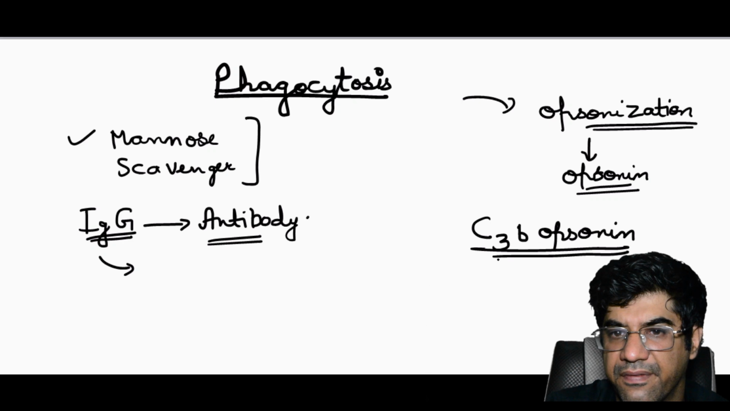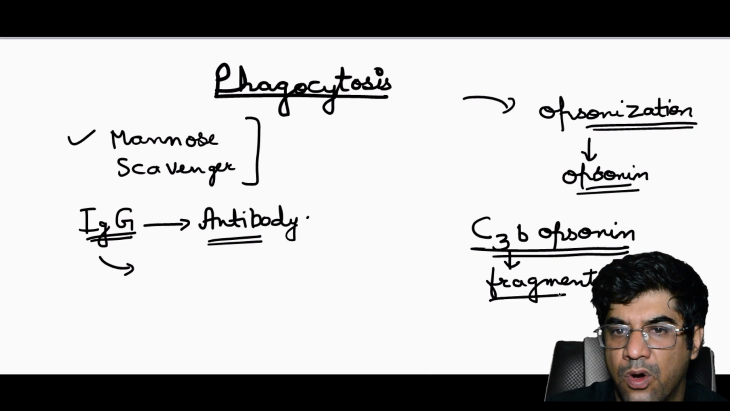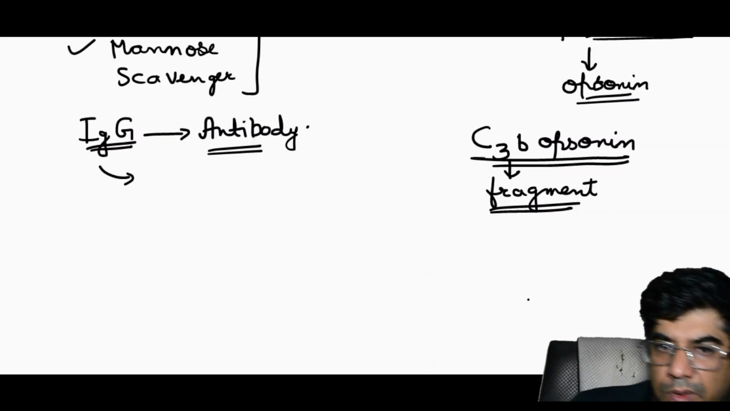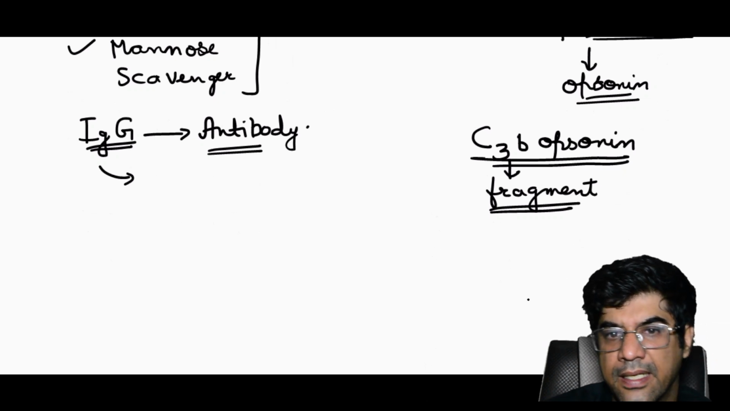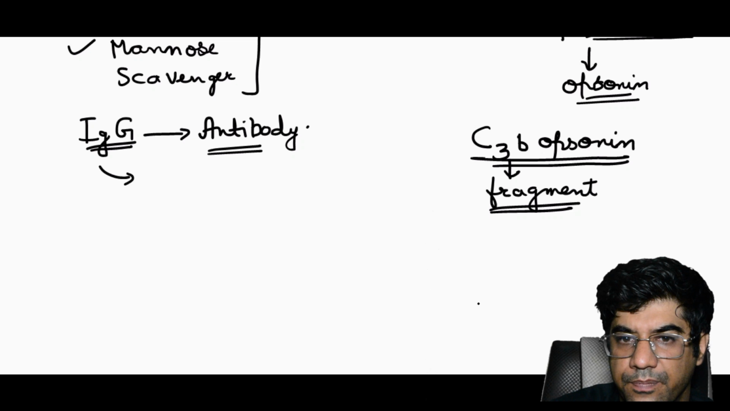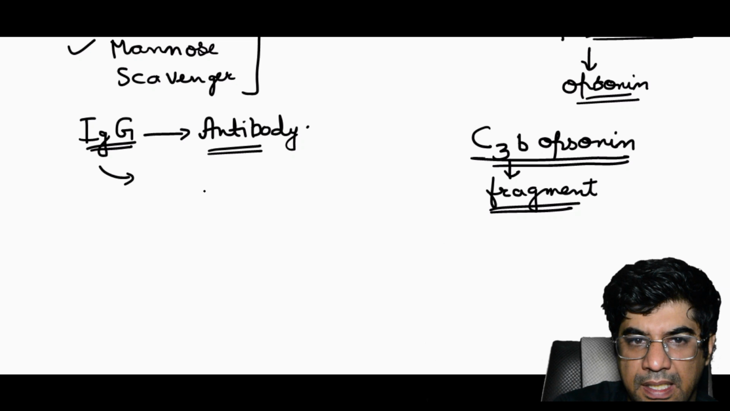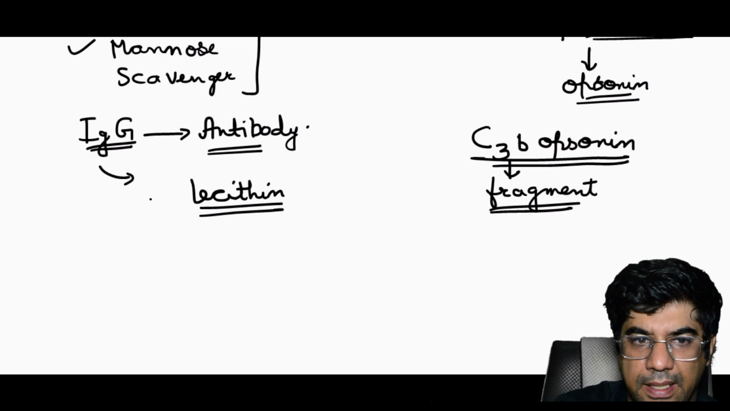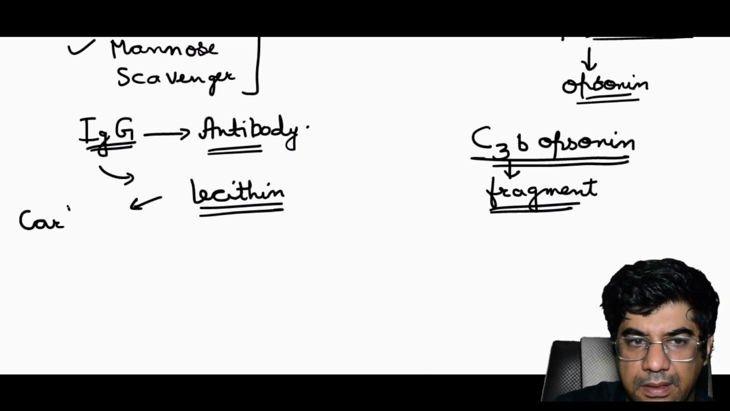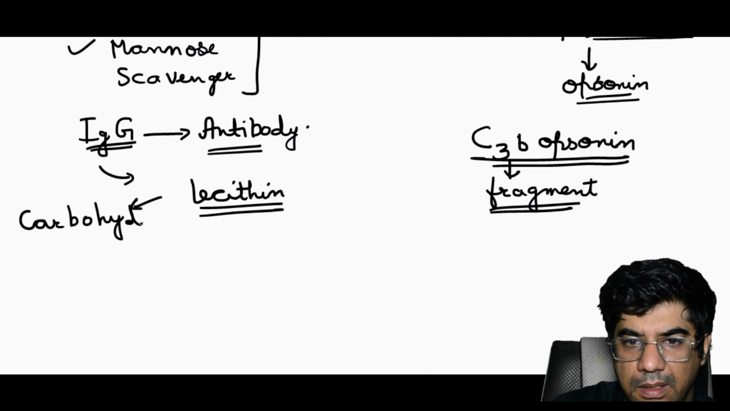It is a fragment that is generated by the complement system. What it does is attract the phagocytes to the bacteria, and phagocytes have receptors for C3b. Another is lectin. Lectins are carbohydrate-binding proteins and they bind to bacteria.